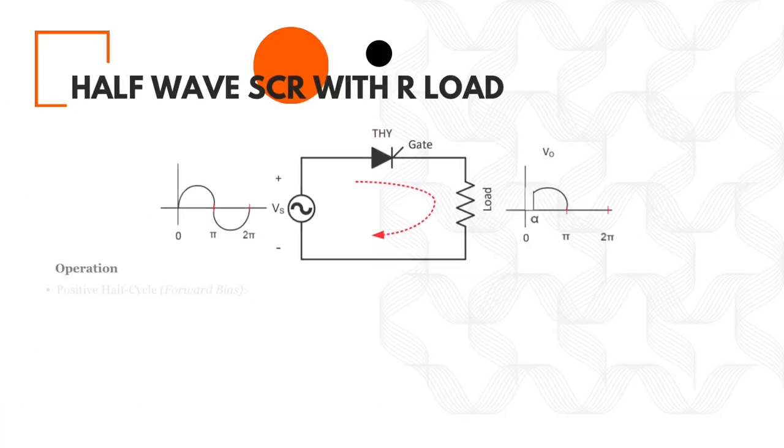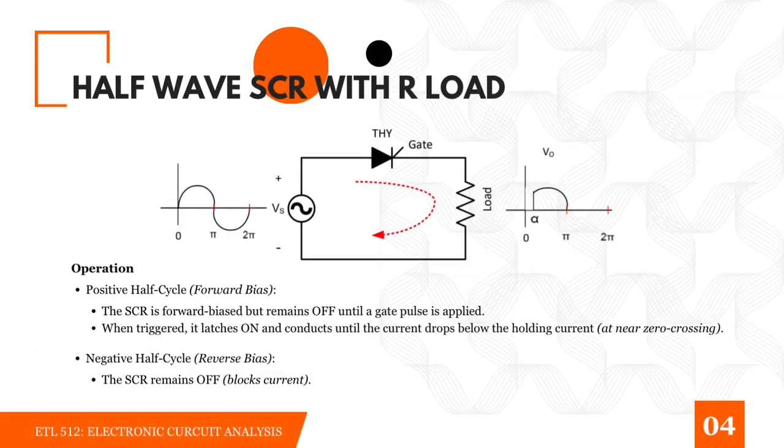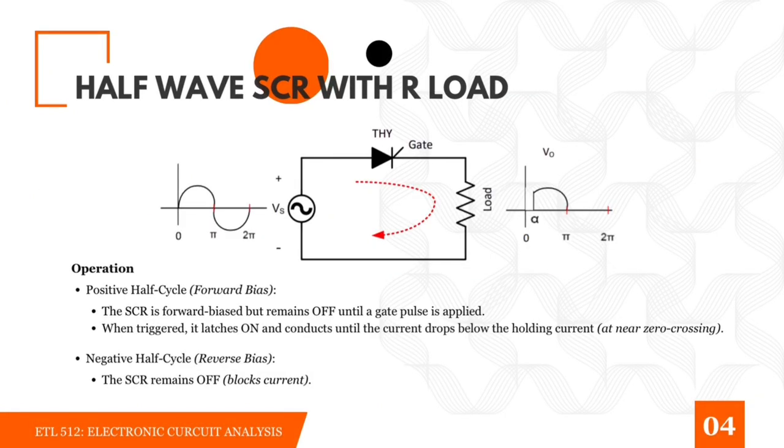Here is a basic circuit setup of a half-wave controlled rectifier using an SCR with a purely resistive load. We'll use this as our reference example to understand its operation during positive and negative half cycles of the AC input. Let's look at the operation cycle.